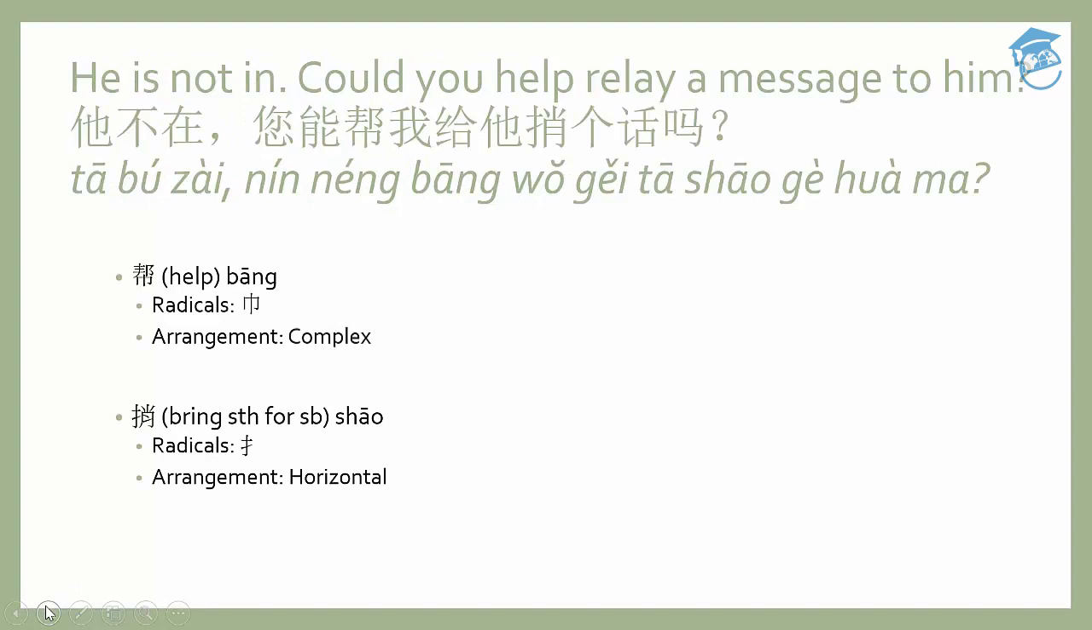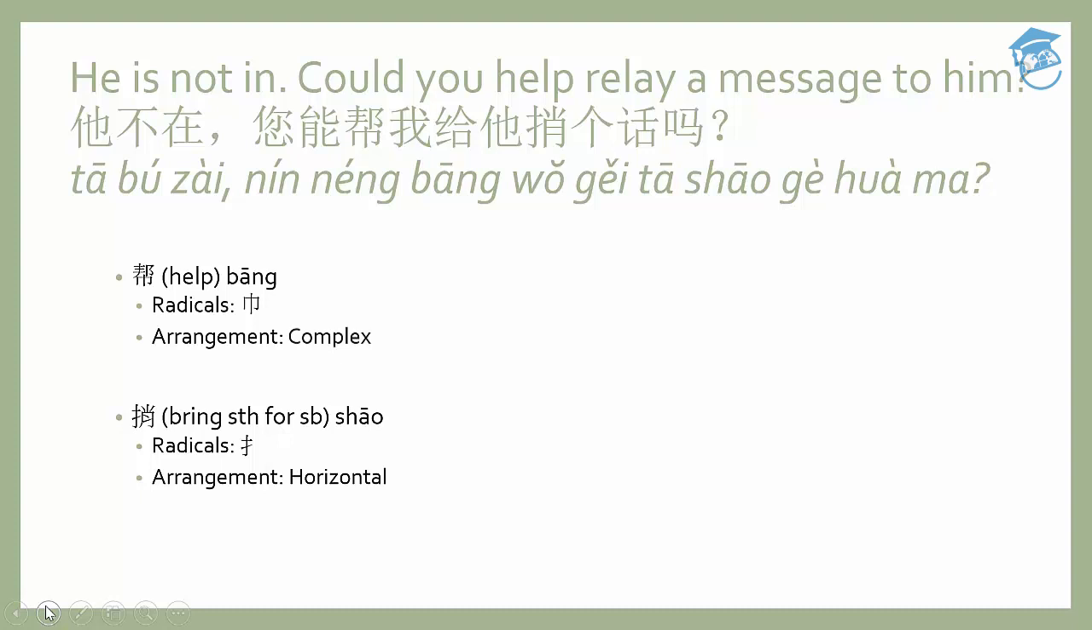And May was trying to get through to Mr. Smith, but they found out he is not in. So she asked Xiao Li to help relay a message to him. So she says in Mandarin, 他不在，您能帮我给他捎个话吗？ Okay, so let's look at the first part of the sentence here. So to say 他不在, it is like to say he not at, which means he is not in.